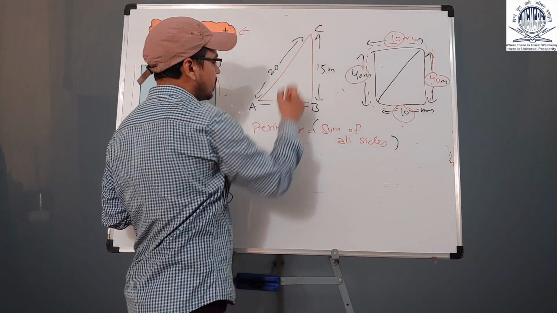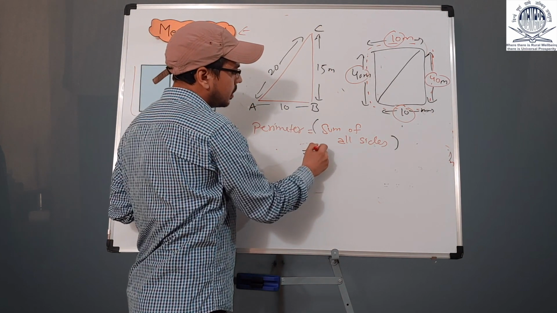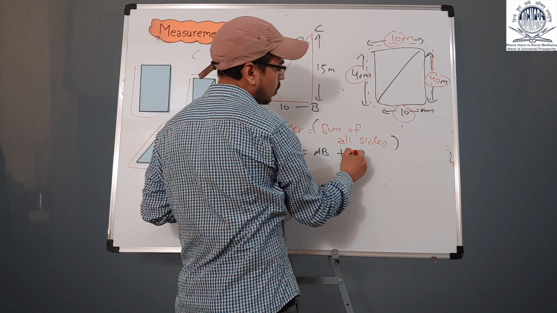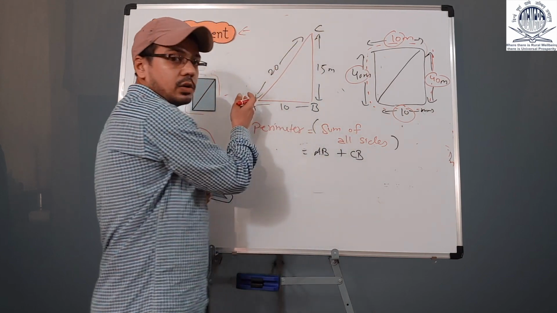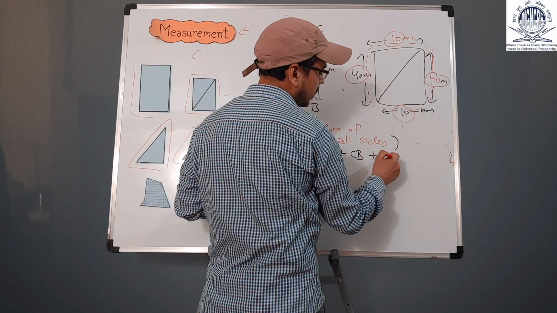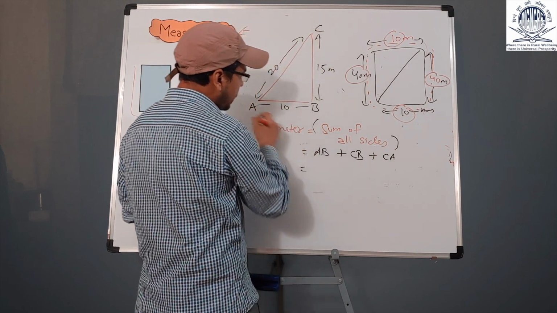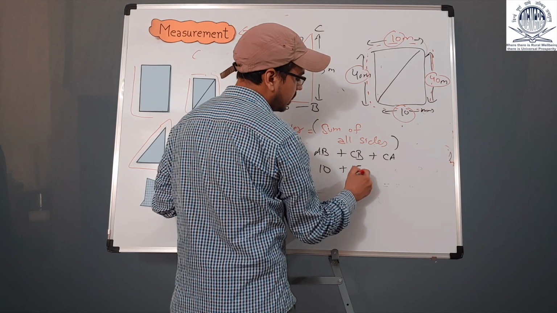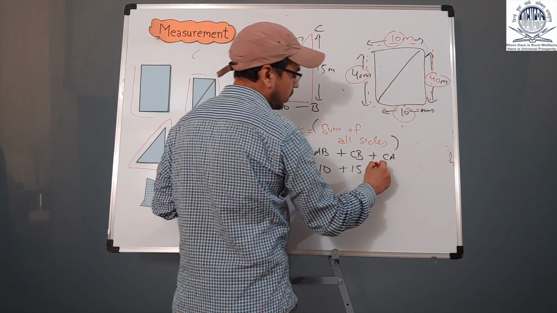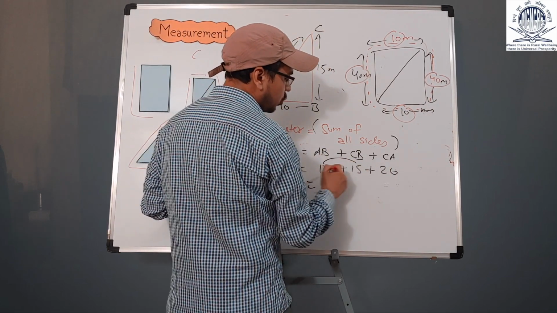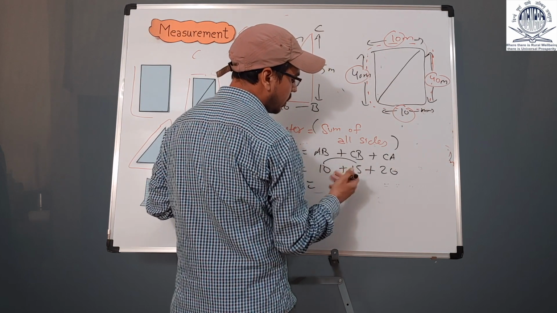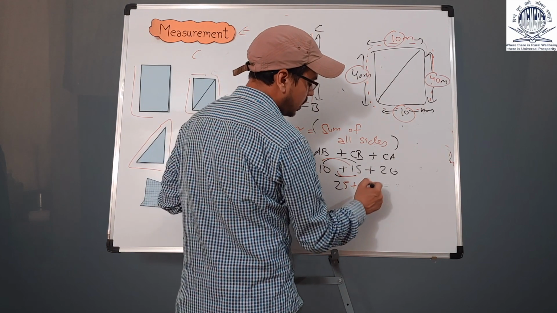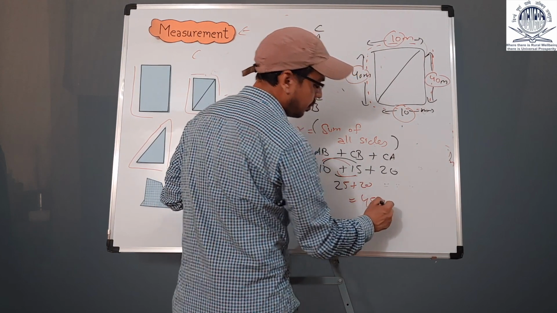So when I take the sum of all sides, I will want to consider it this way: ABC, which is equal to AB plus BC or CB, and also AC or CA. Now AB comes out to be 10, BC or CB comes out to be 15, and CA comes out to be 20. Now this goes this way: 10 and 15 comes out to be 25. How? 10 plus 10, 20, and plus 5, 25, plus 20 is equal to 45 meters.